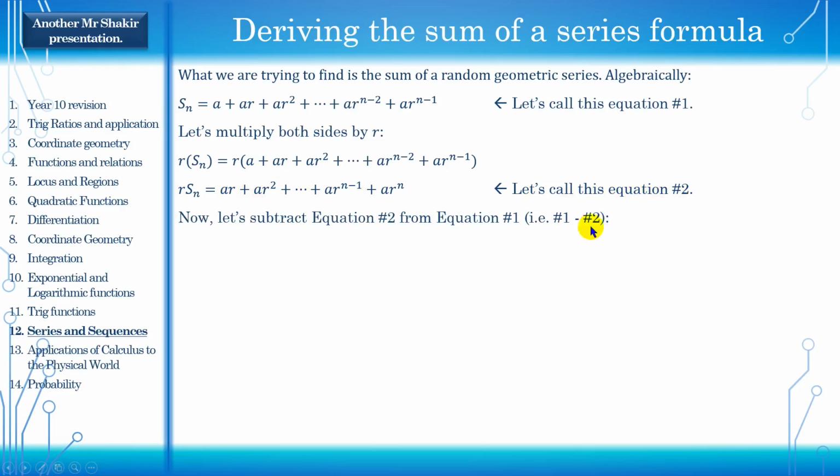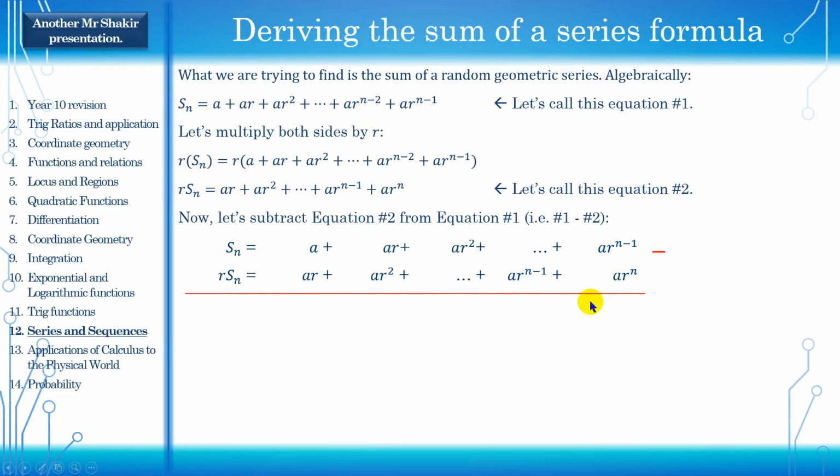And now we're going to subtract 2 from 1. So now we'll do number 1 minus number 2, so the first equation minus the second equation. So that minus that. Okay, so I've just written out the first equation over here minus the second equation.